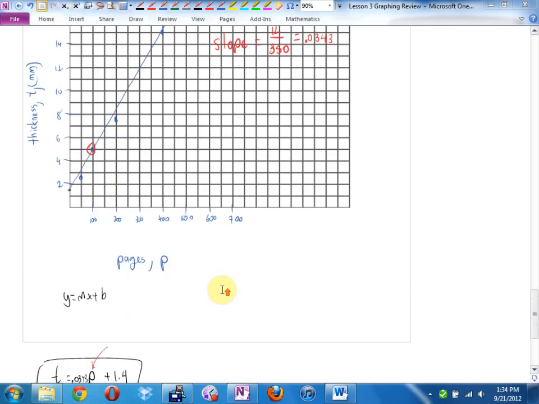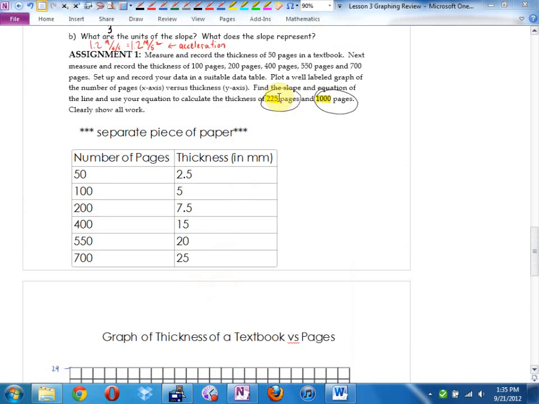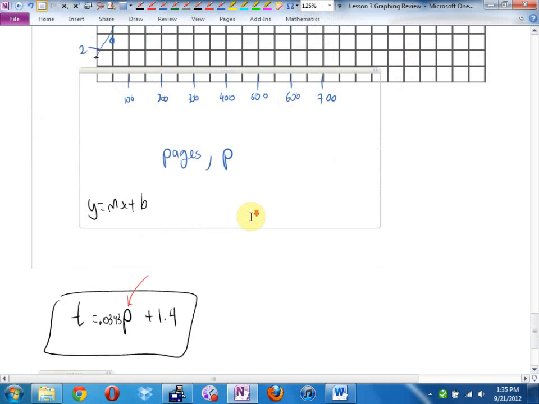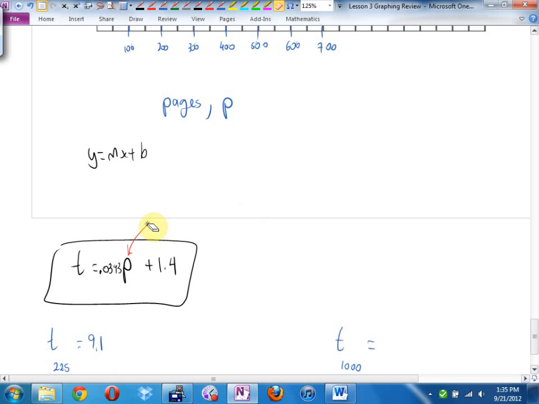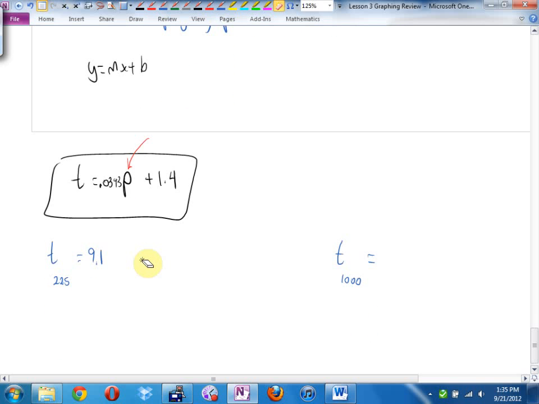But then what I asked you to do was find the thickness for 225 pages using the equation and 1,000 pages using the equation. And I said the way you were going to do that was you were going to plug the 225 into here and plug the 1,000 into here. When I plugged the 225 into my equation, I got 9.1.